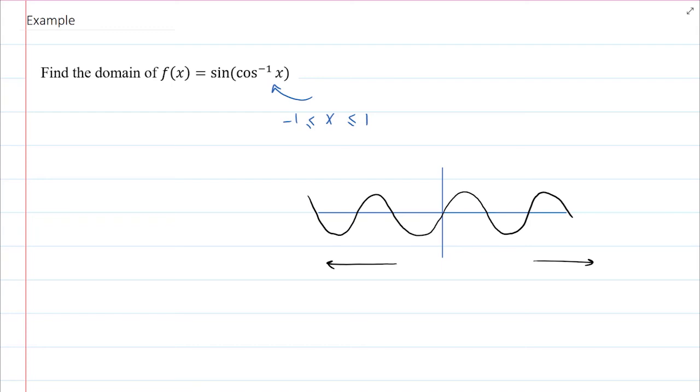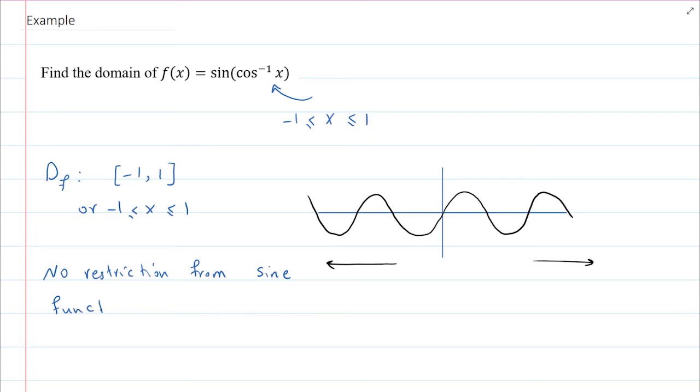So x in this case is between -1 to 1, and that's the only restriction that we have. So the domain of f is between -1 to 1, or you can also write it as x between -1 to 1. And then I also write a note here that there is no restriction from the sine function. This is why that sine doesn't affect our answer.